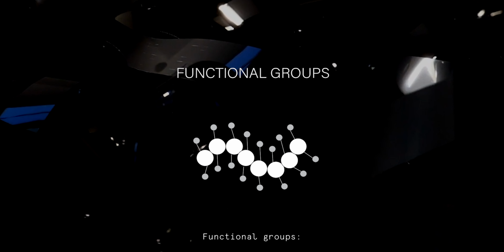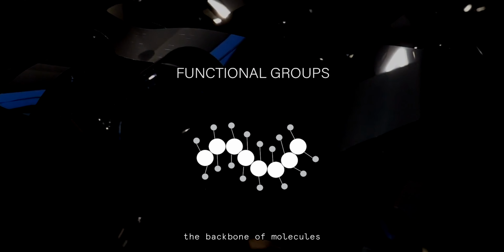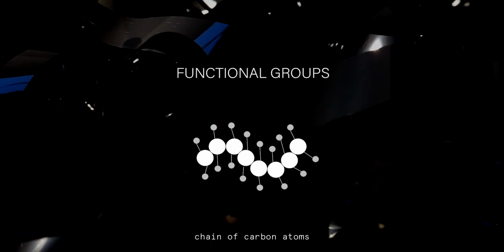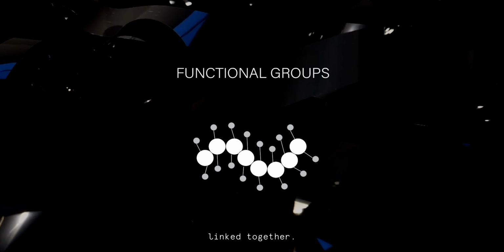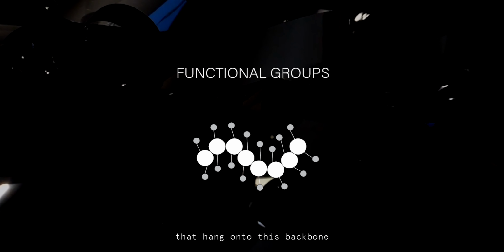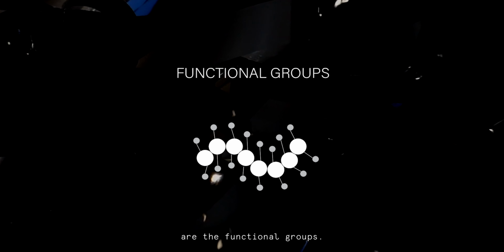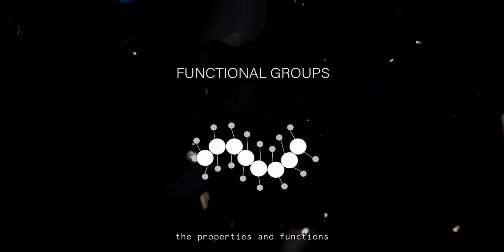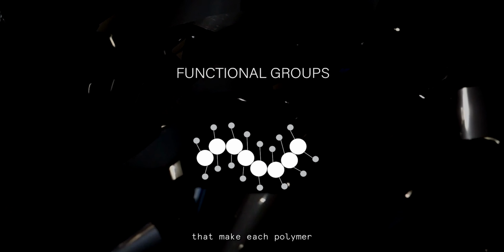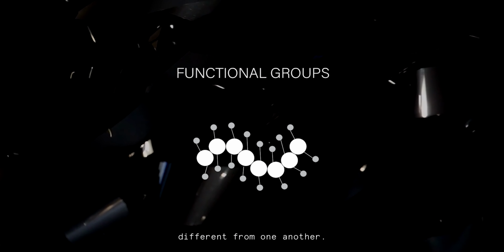Functional groups. The backbone of molecules consists of a long chain of carbon atoms linked together. The groups of atoms that hang onto this backbone are the functional groups. These atoms control the properties and functions that make each polymer different from one another.